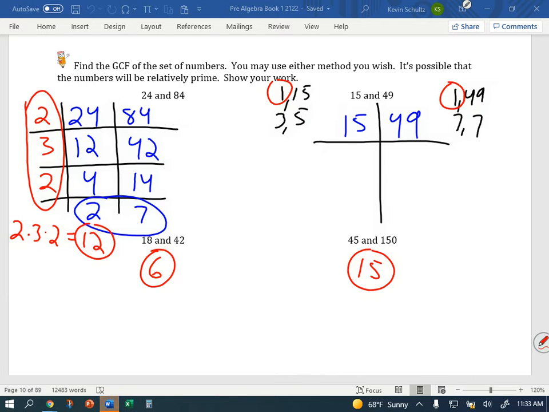Number one. What if you did 4 times 2 instead of 2 times 2 times 2? Still get 12. Yep. That's the beauty of this, right? However your brain thinks about it, whatever it sees first, as long as you're doing your math correctly, it's going to work out in the end. The order doesn't really make a difference. Anybody want to see it done for 18 and 42 and 45 and 150?